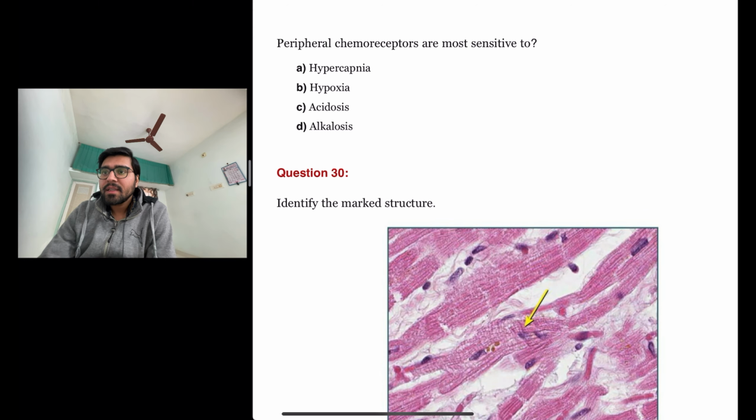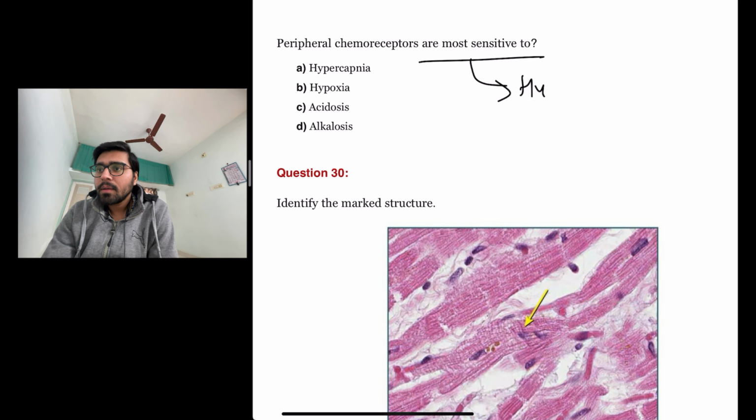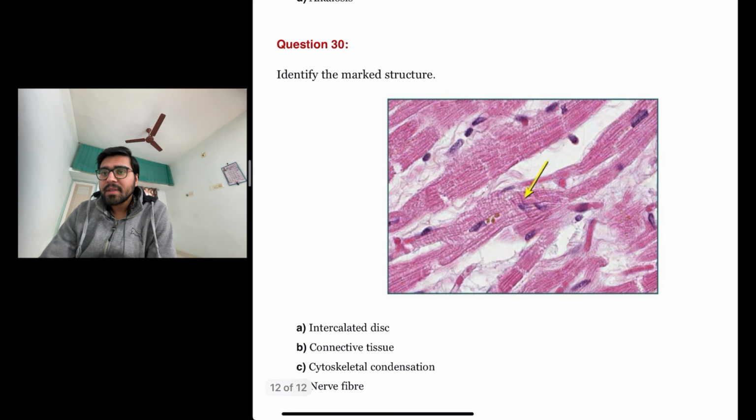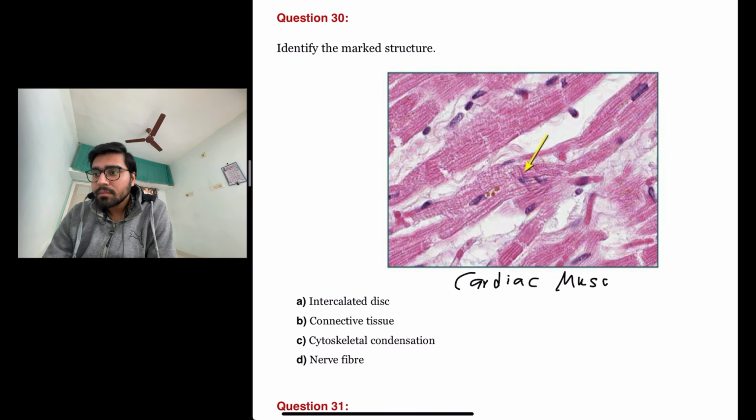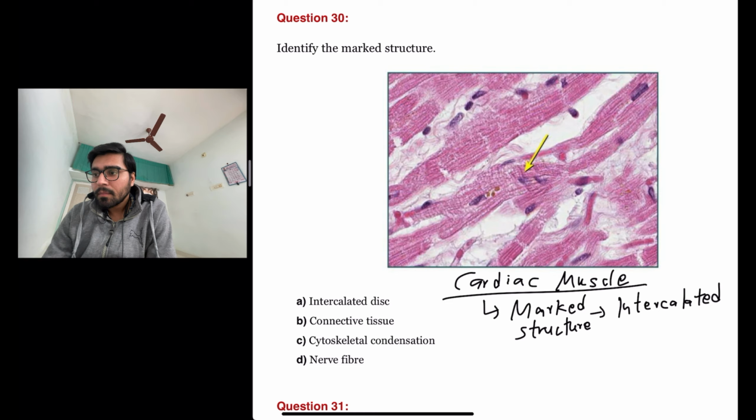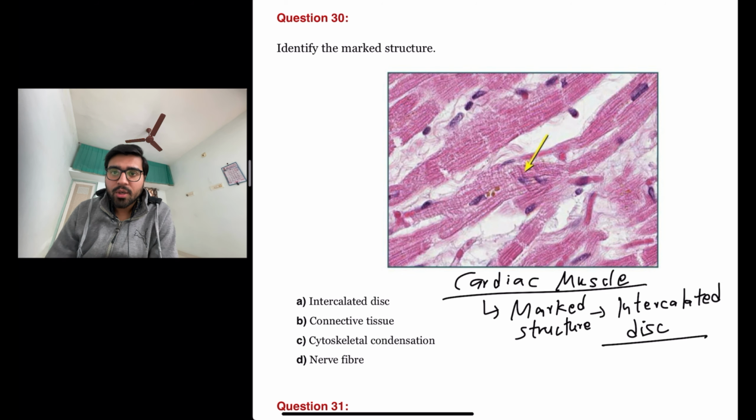The next question is peripheral chemoreceptors are most sensitive to. So simple, straightforward, factual question. They are most sensitive to hypoxia. The answer is B. The next question is identify the marked structure. So this histological image shown in the question is actually cardiac muscle and the marked structure is intercalated disc. Okay. So the answer here is A intercalated disc.